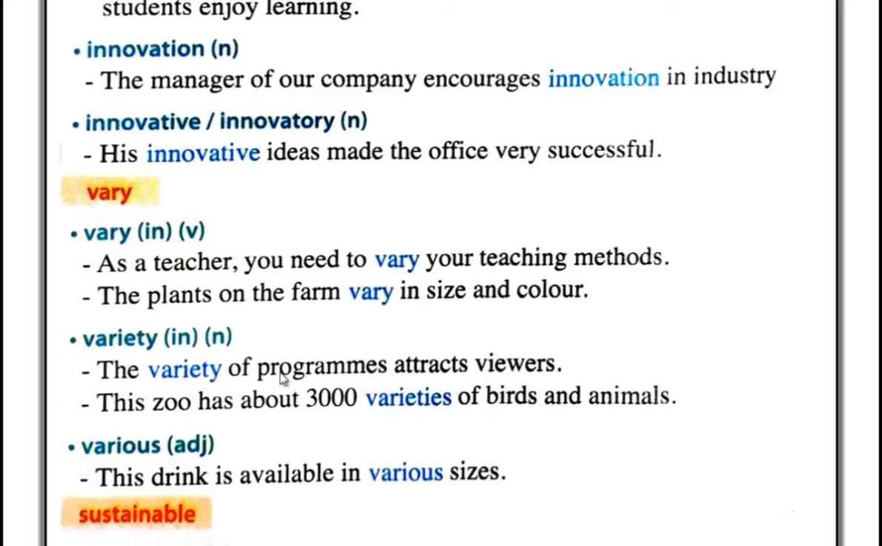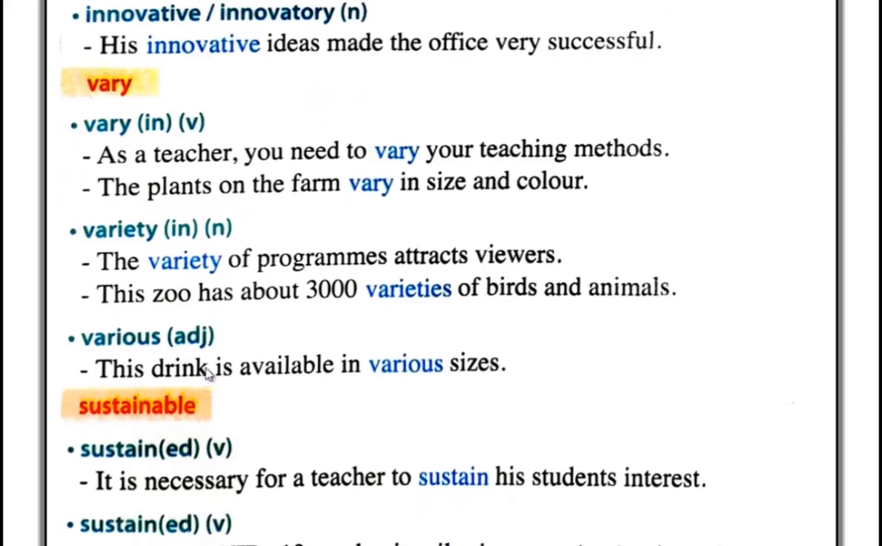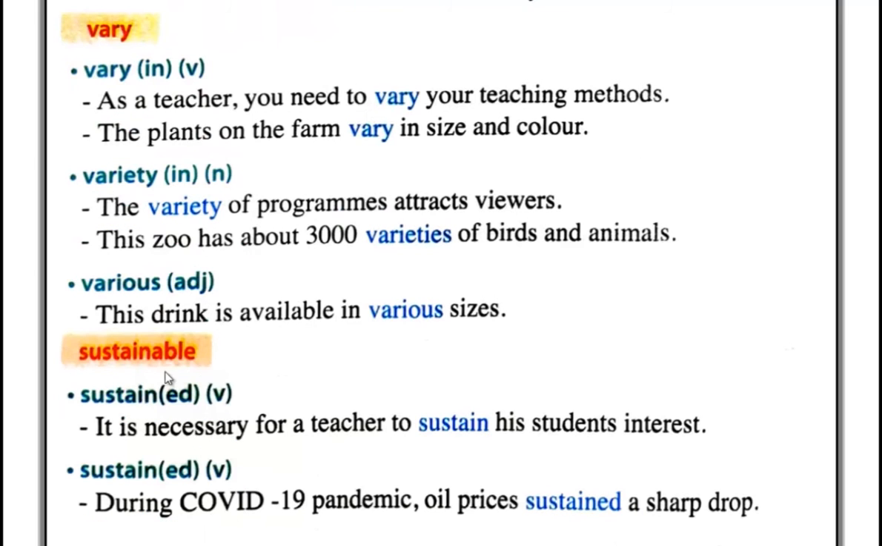The variety of programs attracts viewers, different kinds of programs. This zoo has about 3,000 varieties of birds, 3,000 kinds of birds and animals. Various: this drink is available in various sizes, in different sizes. It is not only one size, but in different sizes.